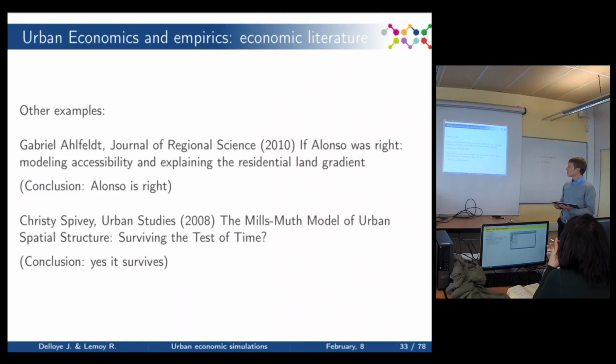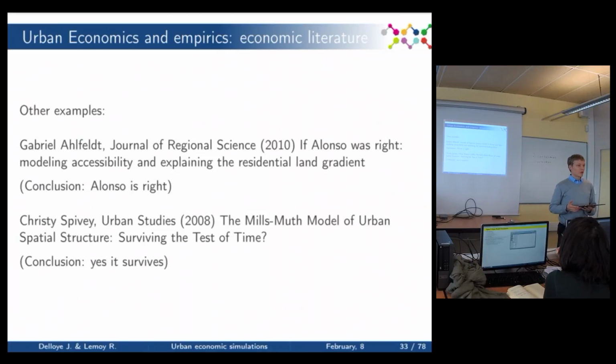In 2010, from Alfeld, the paper is named "If Alonso Was Right: Modeling Accessibility and Explaining the Residential Land Gradient." And if you look, the conclusion is yes, Alonso is right. So it's Alonso's model, so yes, the model is working. And this other paper from 2008, "The Mills-Muth model of urban spatial structure: surviving the test of time?" Mills-Muth is more or less the following of Alonso, so it's really the same model. And the conclusion is also, yes, it survives the test of time. This model is working, it really corresponds to real cities.